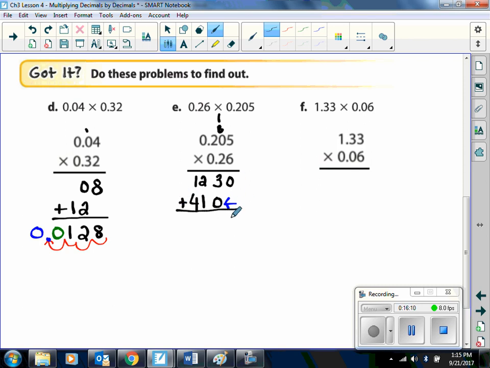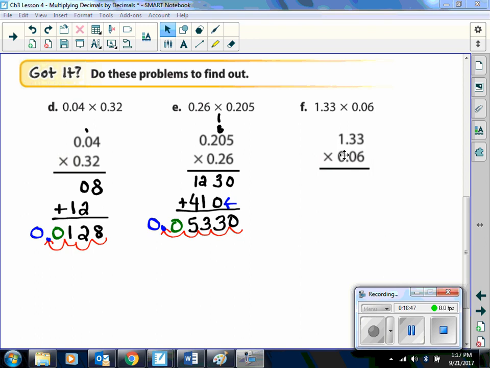So we have 0, 3, 3, and 5. So how many numbers do we have behind the decimal? 4. 1, 2, 3, 4, 5. So 1, 2, 3, 4, and annex that 0. There's my decimal over there. Annex the 0, and then place my leading 0. You got it? All right, how about you guys do letter F on your own, and then I'll show you the answer.